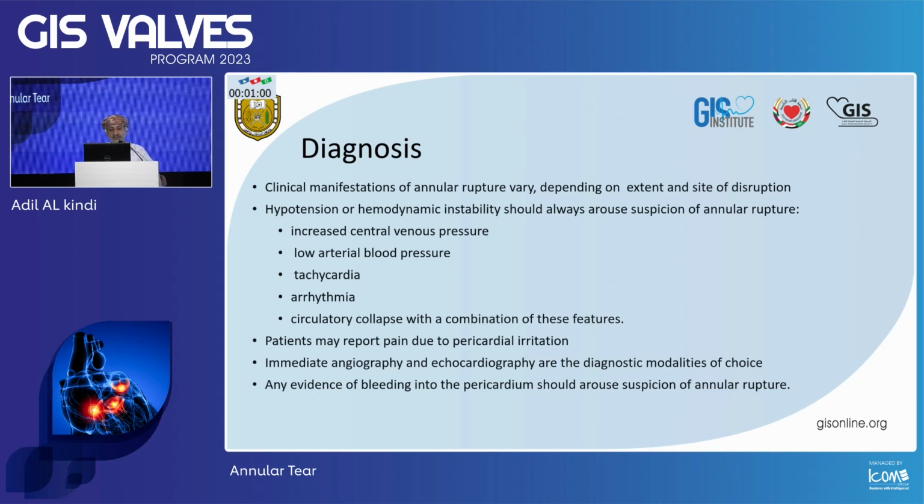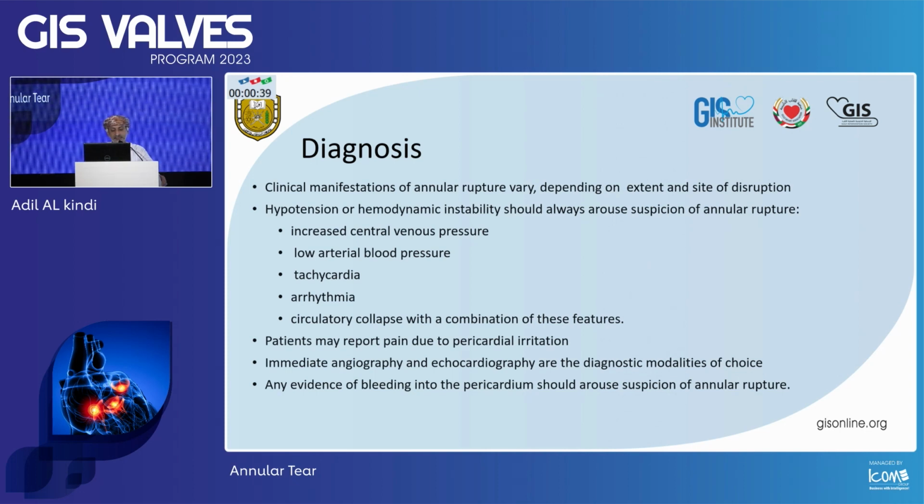Diagnosis, as you can see, you have to be on high alert, and if the patient develops hypotension and instability, you have to keep it in mind. You may have low arterial pressure, tachycardia, arrhythmia, as in one of these cases. He had ECG changes or circulatory collapse, as in the second case. Patient may report pain, as in both cases.